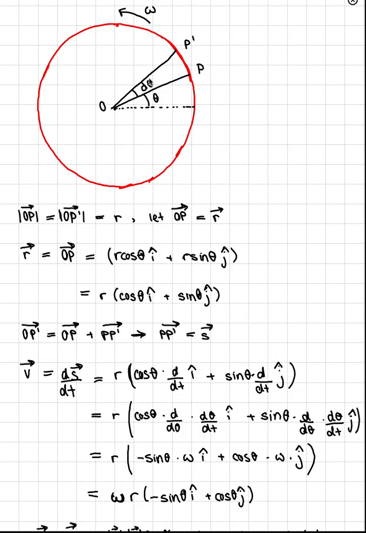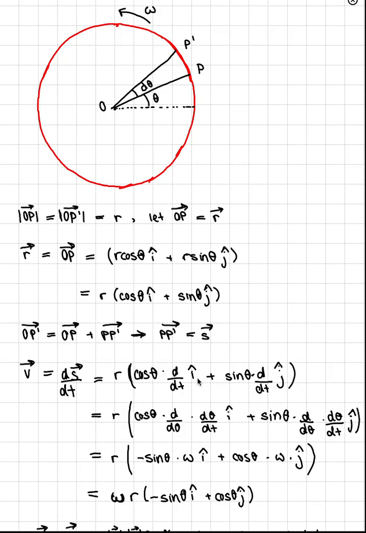This d theta is very small, it tends to 0, but as time passes, it's going to become bigger and bigger. So what we're going to be doing is differentiating our original radial vector with respect to time. This gives us r times cosine theta plus d dt i plus sine theta times d dt j. i and j, remember, are component vectors.